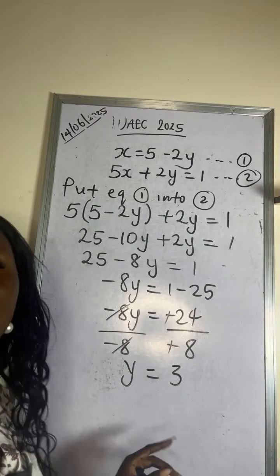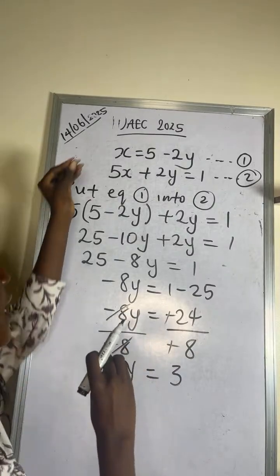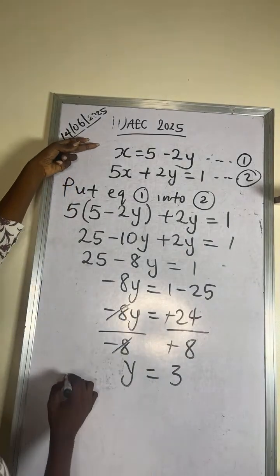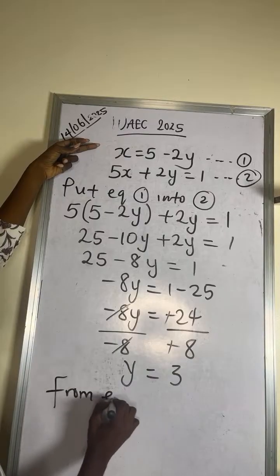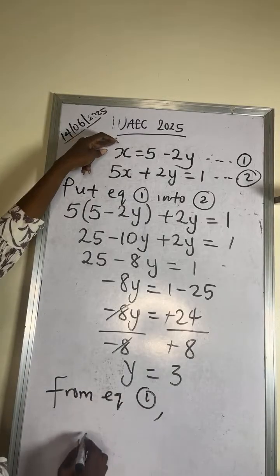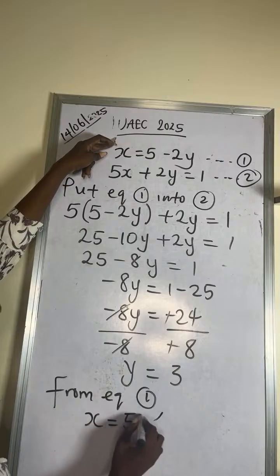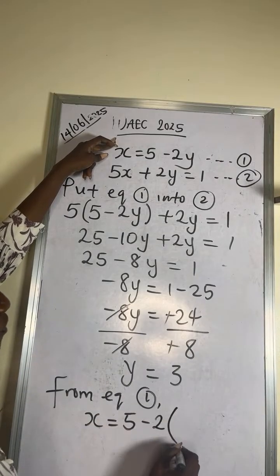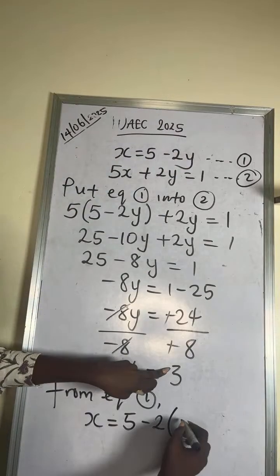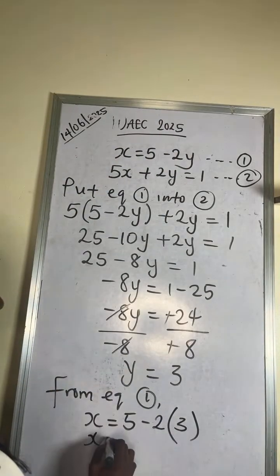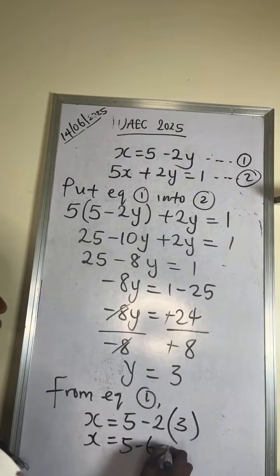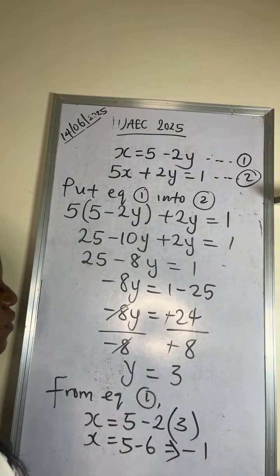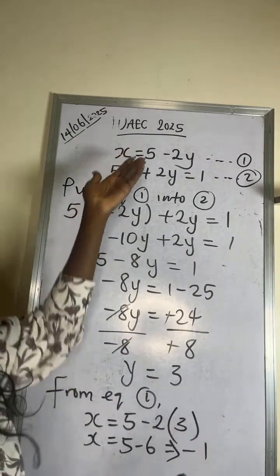You won't stop here. You have to find the second variable, which is x. So from equation 1, x is what? 5 minus 2y. So instead of y now, we're going to put this value we got. So x is 5 minus 6. x is minus 1.